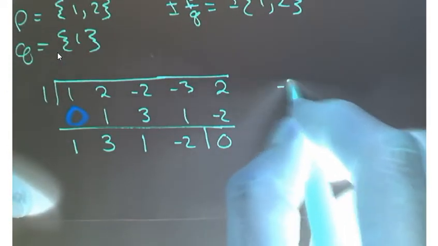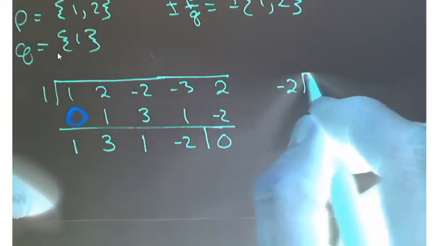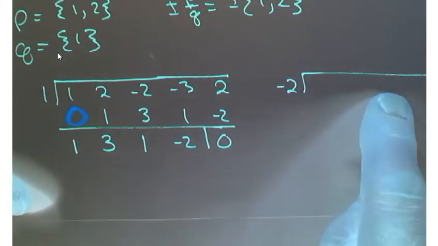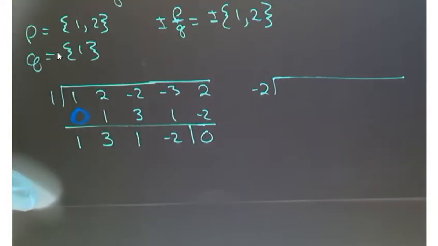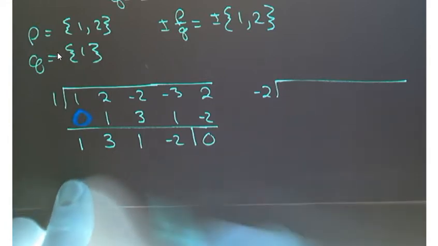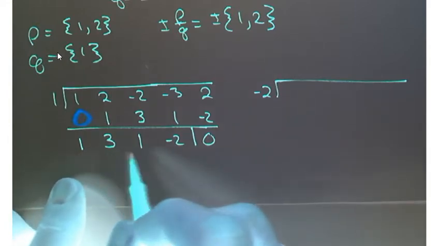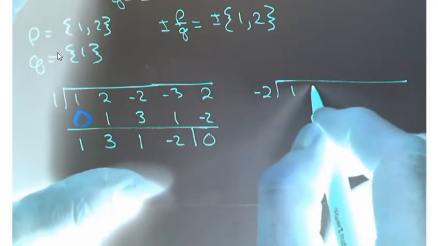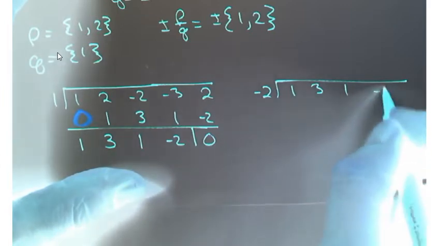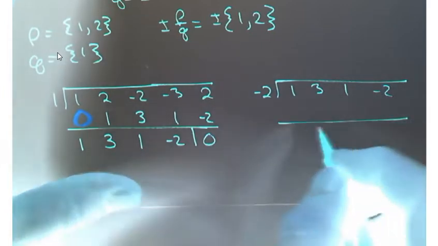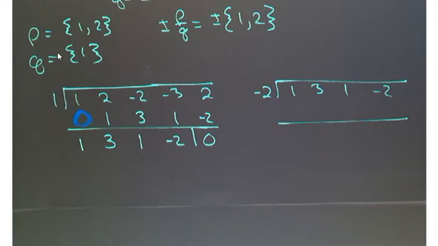Good. Kind of knew that, but it's nice to see that. Negative 2 was also a root. What coefficient should I put underneath this one? Yeah, you want to use the reduced part here. So 1, 3, 1, negative 2. See if you can't race me on this one.